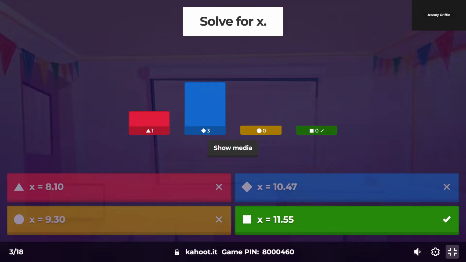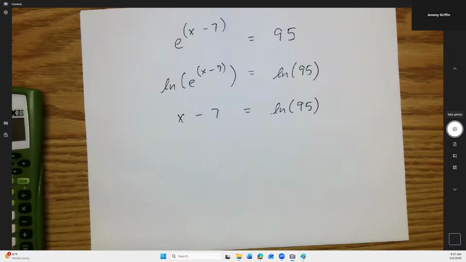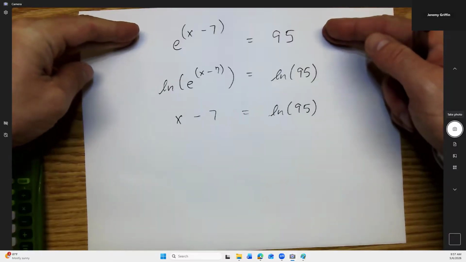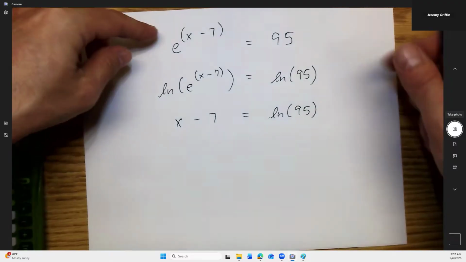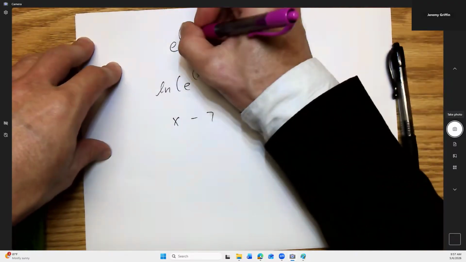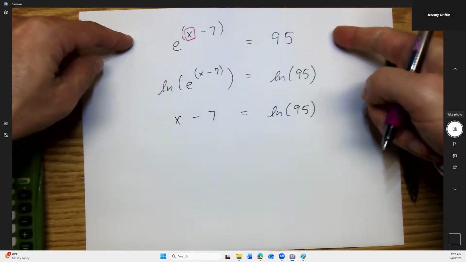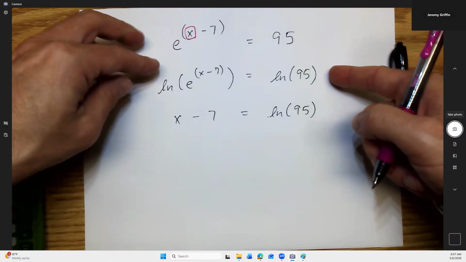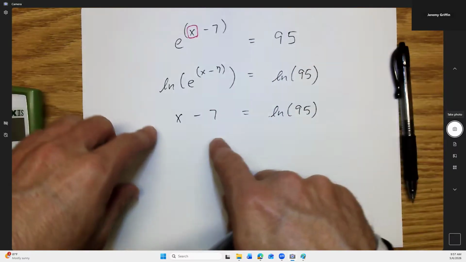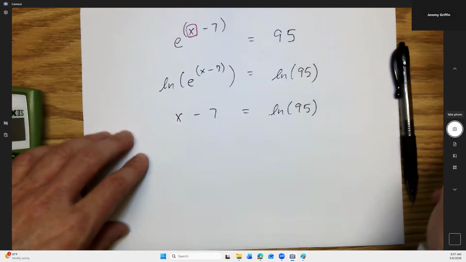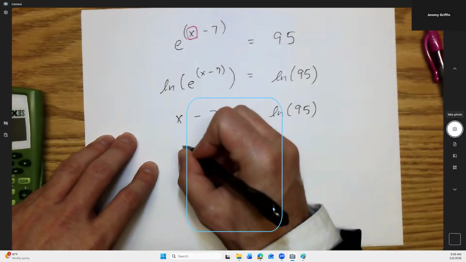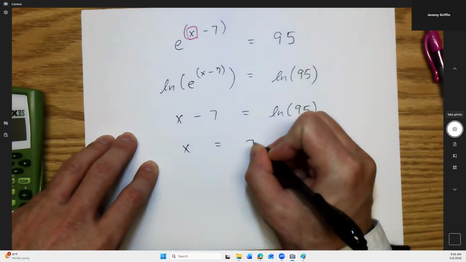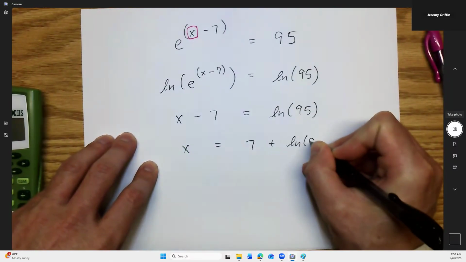All right. Let's check this out. So I gave you guys this right here. Since what you're solving for is stuck in the exponent, do the same thing you did for our last question. You take the logarithm. Actually, let's do natural logarithm because I do have the base e. So that's nice. So the left side just turns into x minus 7, and we've got natural log 95. So let's do x equals 7 plus natural log of 95.